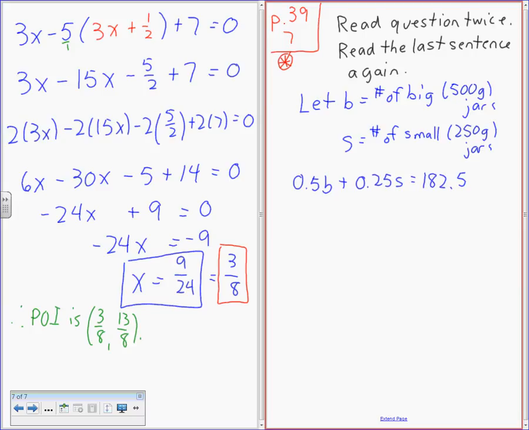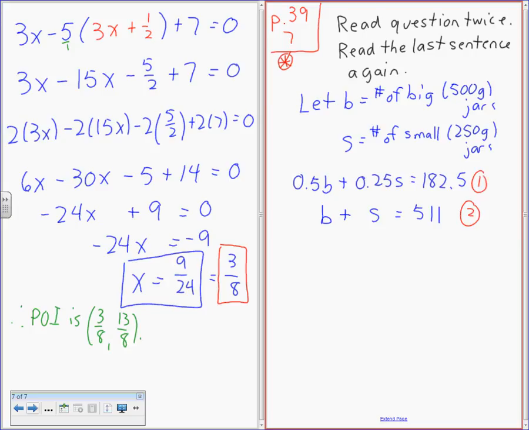Okay, so we're going to say a 500 gram jar, so 0.5 times your big. Every big jar is worth 0.5. Every small jar is worth 0.25. Our final answer here said then 511 jars altogether. So B plus S equals 511. And there's our 1 and there's our 2.